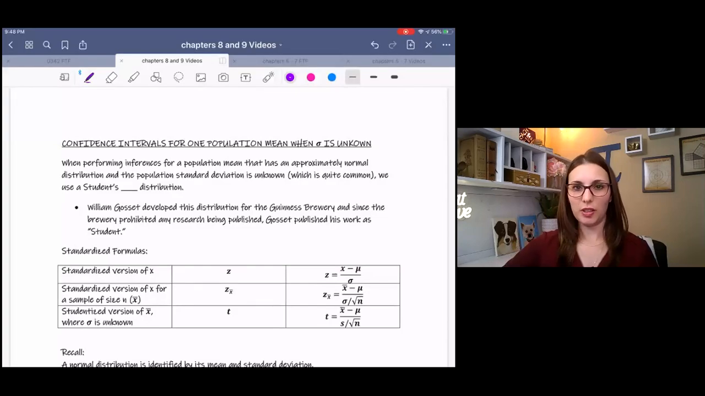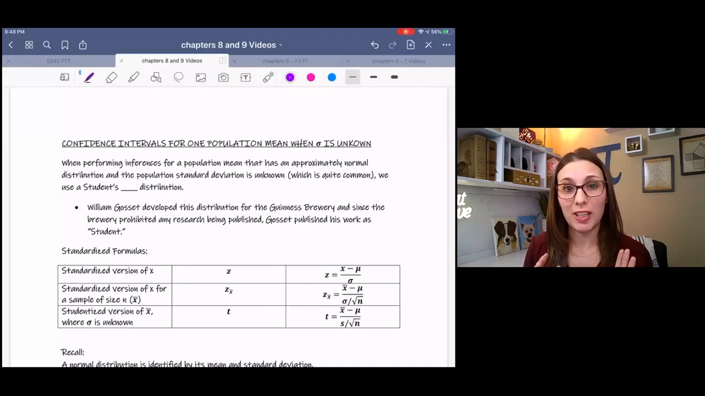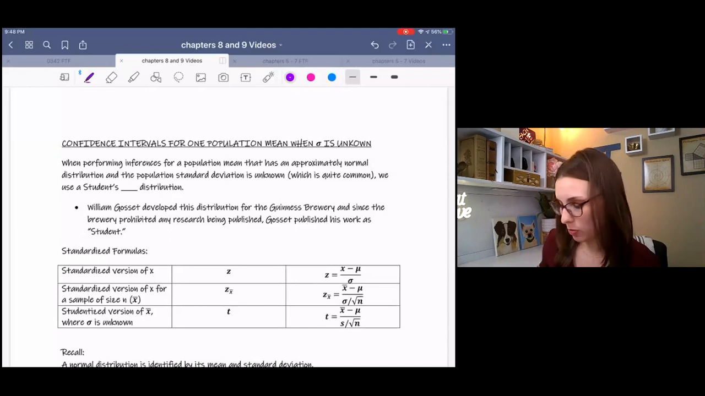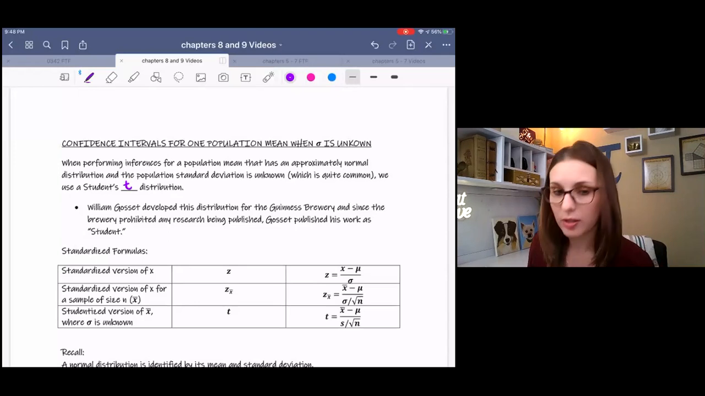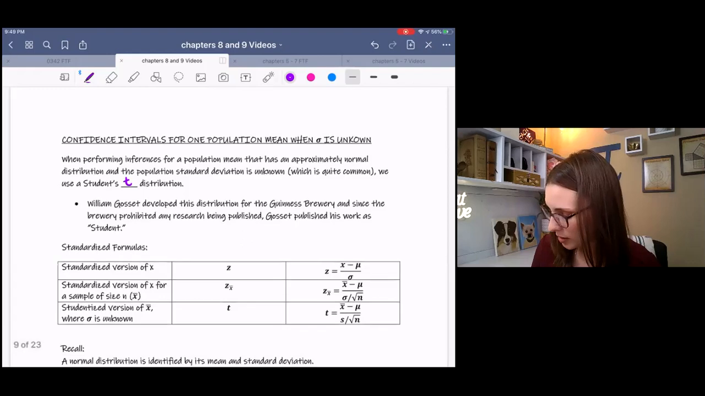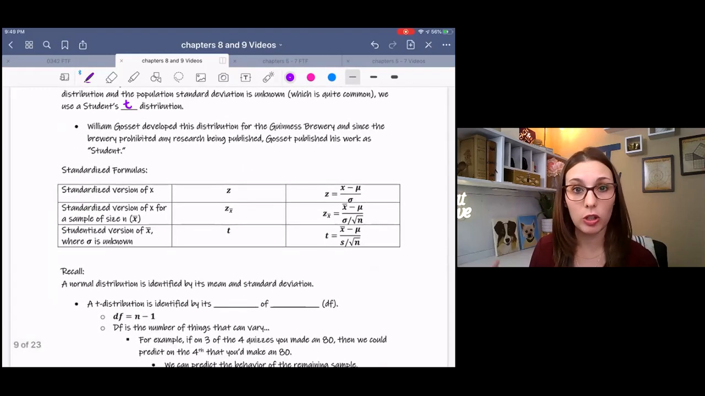This actually has a really fun story behind it. There was a guy named William Gossett, and he developed this distribution for Guinness Brewery. The brewery didn't want the information published, so he published it under an anonymous name. He called it the student's T distribution. So it's a letter T, lowercase. Pretty fun story.